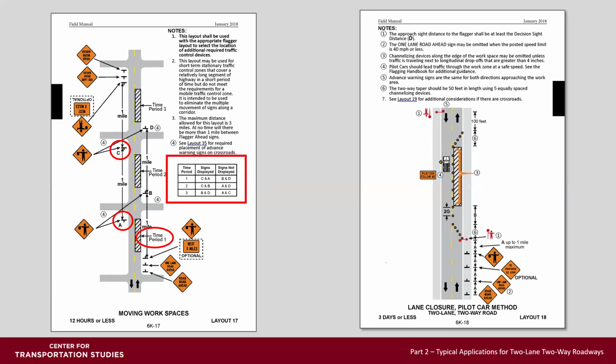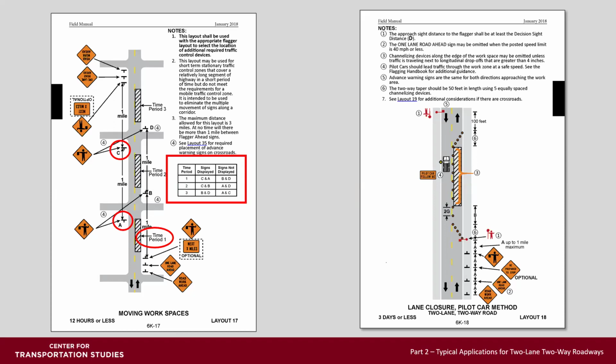Layout 18 needs a space at both ends for the pilot car to turn around. It's a pilot car operation. You need to make sure you have a space at the end for the pilot car to safely turn around. And a pilot car can keep the queue in tight formation if visibility is poor through the work zone.